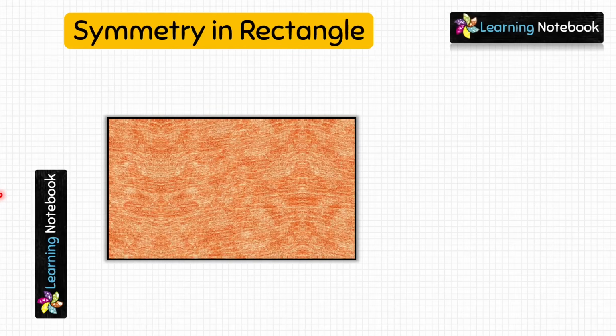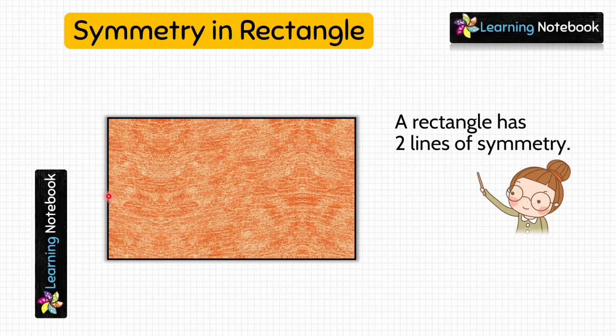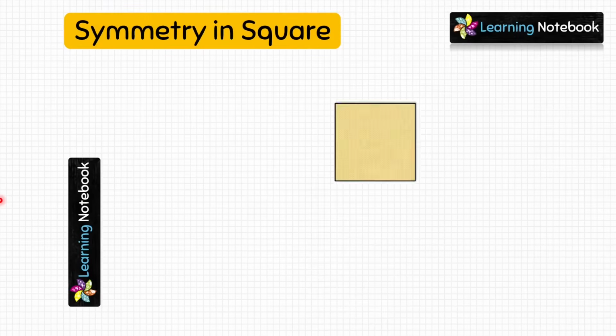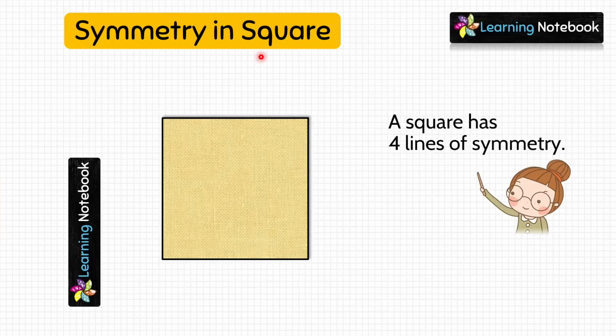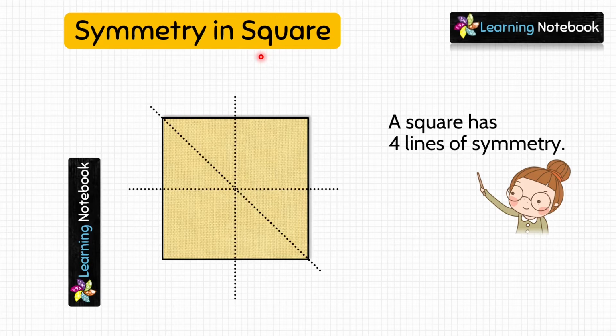Now let's learn symmetry in next plane figure, which is rectangle. A rectangle has 2 lines of symmetry. One is vertical and other is horizontal. So these are 2 lines of symmetry in a rectangle. Next is symmetry in square. A square has 4 lines of symmetry: vertical, horizontal and diagonals. So these are 4 lines of symmetry in a square.